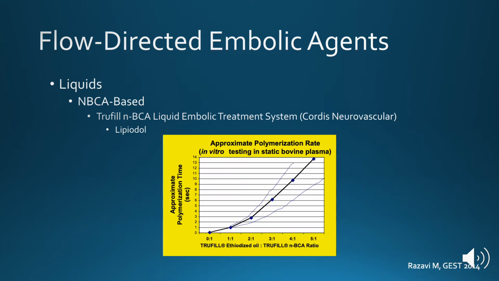And this graph shows the differences in polymerization time based on the dilution ratio. So at a 1-to-1 ratio, the polymerization time can be just about 1 second, but at a 5-to-1 ratio, it could be as high as 14 seconds.